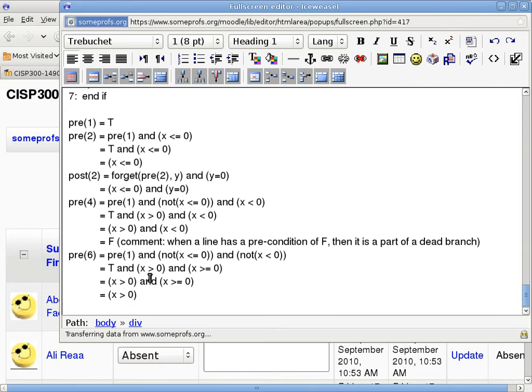Okay? So knowing that pre-6 is not false means that line 6 is not a dead branch. Okay, we can get to that line as long as x is greater than 0 to begin with. We will get to line 6.